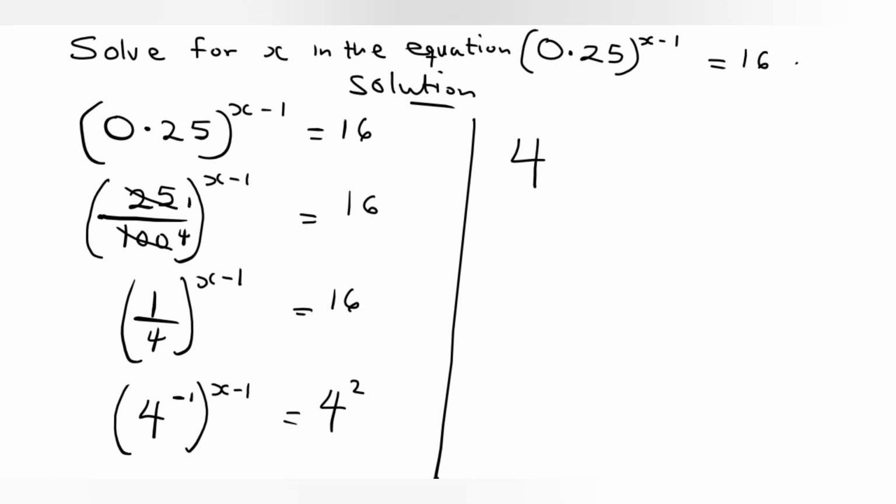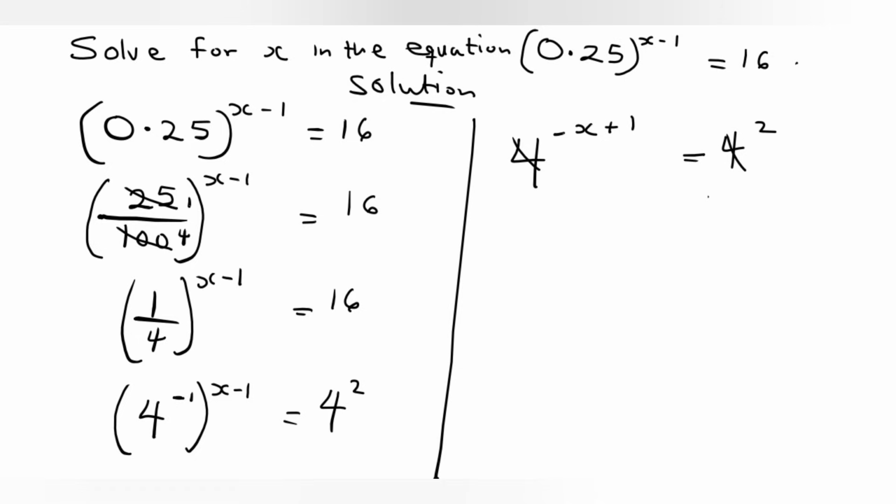Now this power inside, I'm going to use it to multiply the power outside. So minus 1 times x will give me minus x. Then minus 1 times minus 1 will give me plus 1, because minus times minus is plus. Then equal to 4 raised to power 2. So you see this base, they will cancel out. Then I will continue solving the powers.